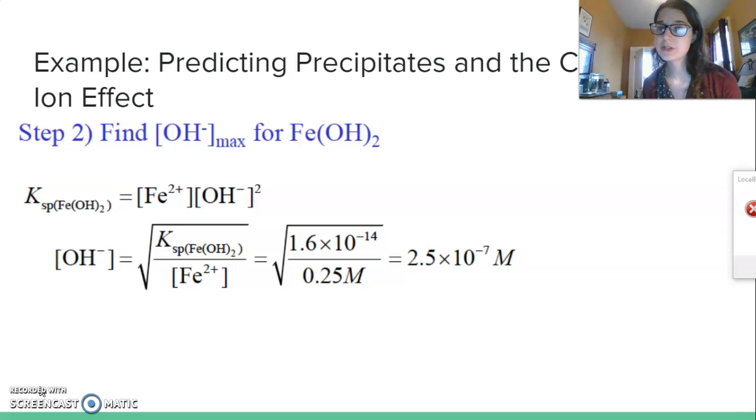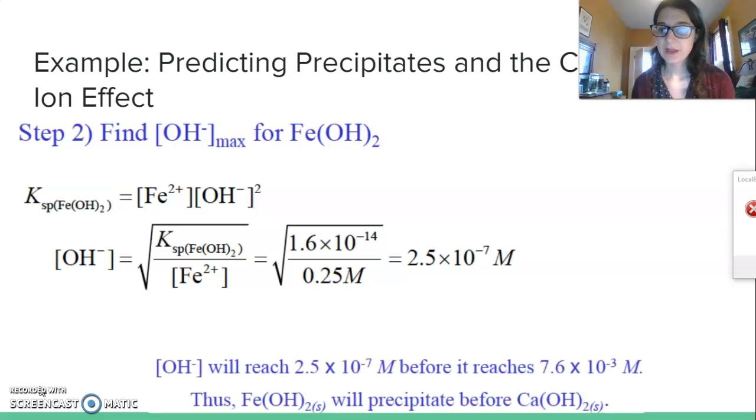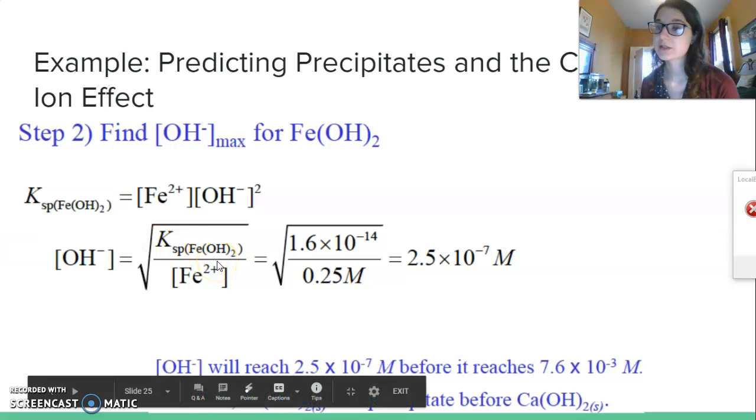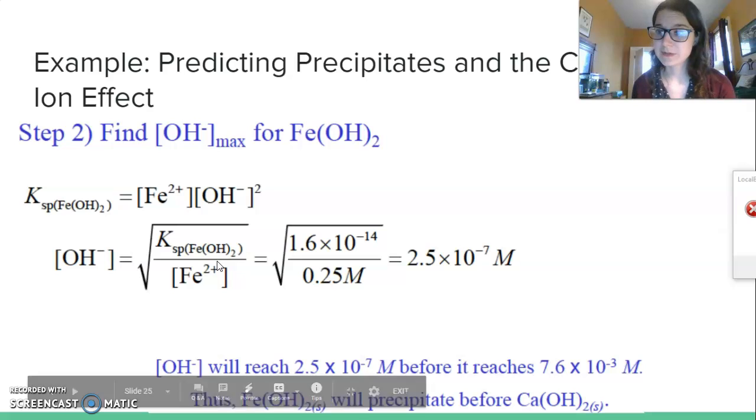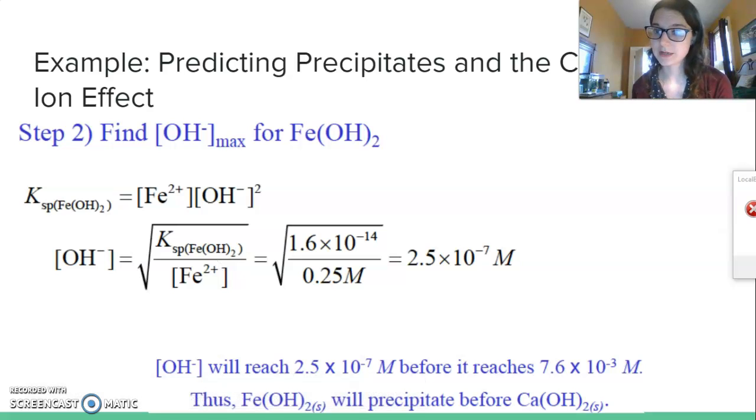So the maximum concentration of OH ions that can be in the solution at equilibrium, when things start to precipitate, is 2.5 times 10 to the negative 7 molar for OH minus. So now we can compare those two values. 2.5 times 10 to the negative 7 is smaller than 7.6 times 10 to the negative 3, which means the solution will reach that smaller maximum first for iron hydroxide. So iron 2 hydroxide is going to precipitate before the calcium hydroxide.